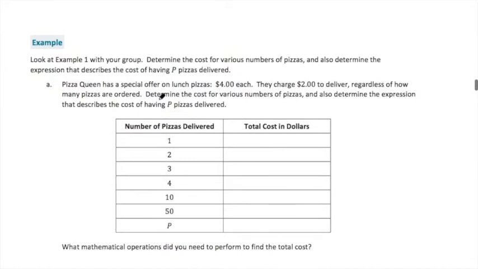Here we're looking at pizzas. The Pizza Queen has a special offer on lunch where it's $4 for each pizza and then $2 delivery charge. Now, every single pizza costs $4, and that charge is charged every time, but the $2 delivery charge is only charged once. So if we think about this, $4 each, that's happening over and over and over. The $2 is happening once.